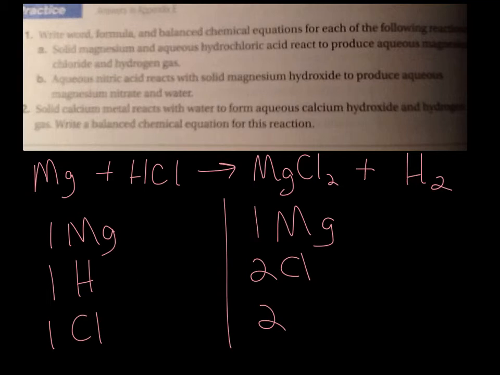If I have 1 hydrogen over here and 2 over here, maybe I can put a 2 in front of HCl, which will change this to 2 hydrogen and 2 Cl. And so 1 magnesium, 2 hydrogen, 2 hydrogen, 2 chlorine, 2 chlorine. Check, check, check, check, check, check. That is balanced. So we just needed that 1 coefficient. So let's do another one.